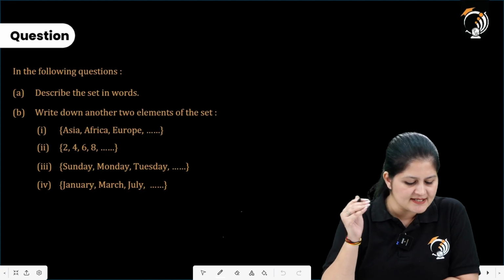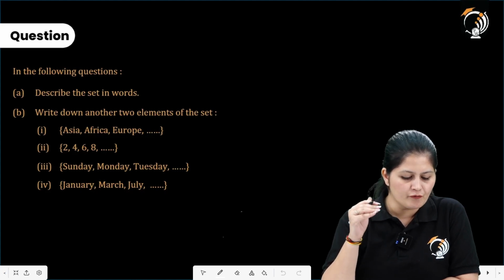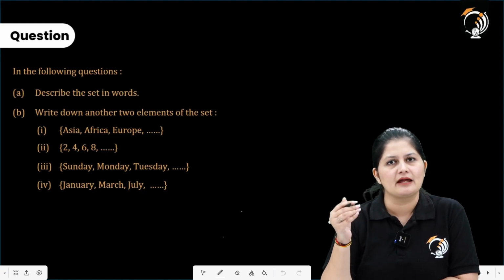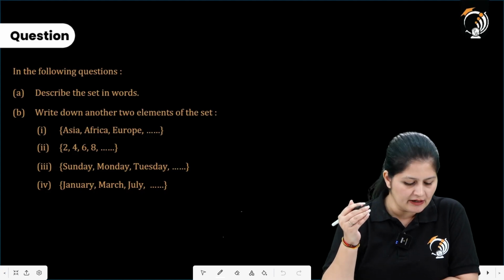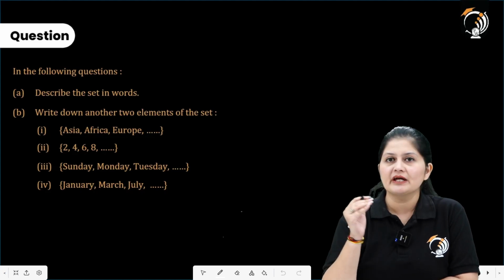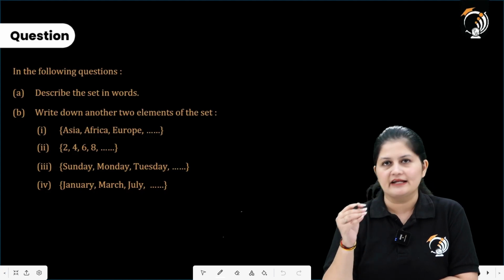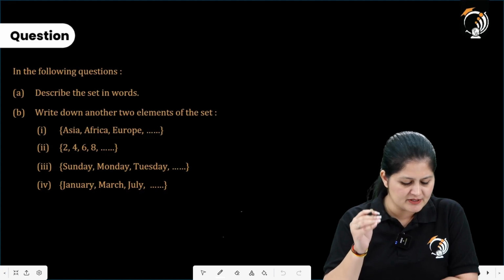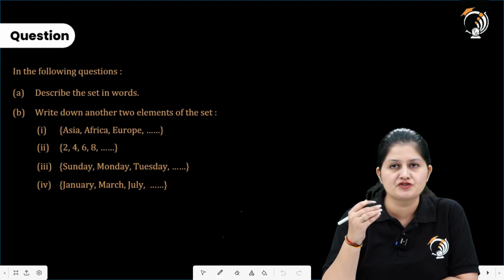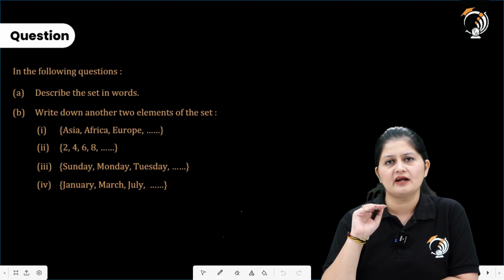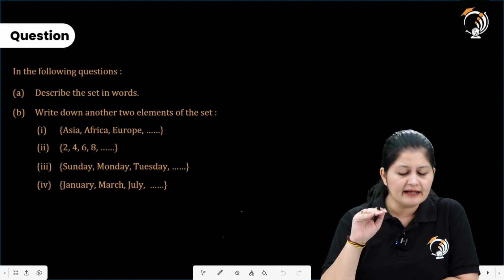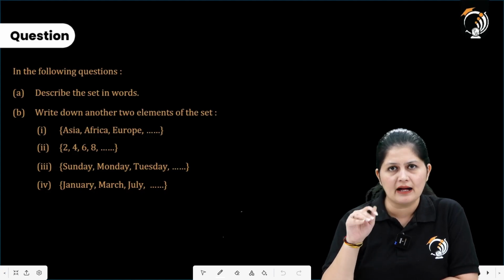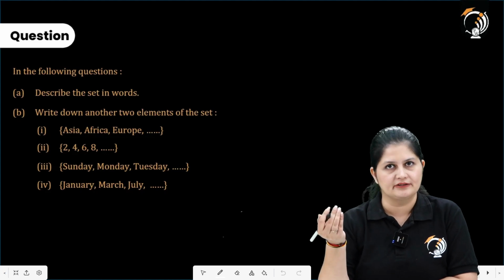If we talk about the second one, what does it show? 2, 4, 6, 8. The given set gives you the even numbers. Third, Sunday, Monday, Tuesday: the given set represents the days of a week. Fourth, January, March, July: these are the months that have 31 days, so this set represents the months with 31 days in a year.